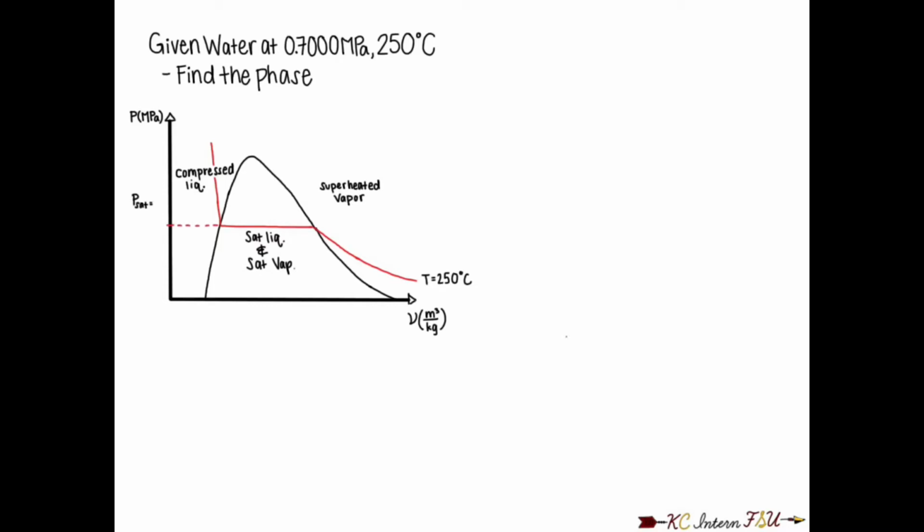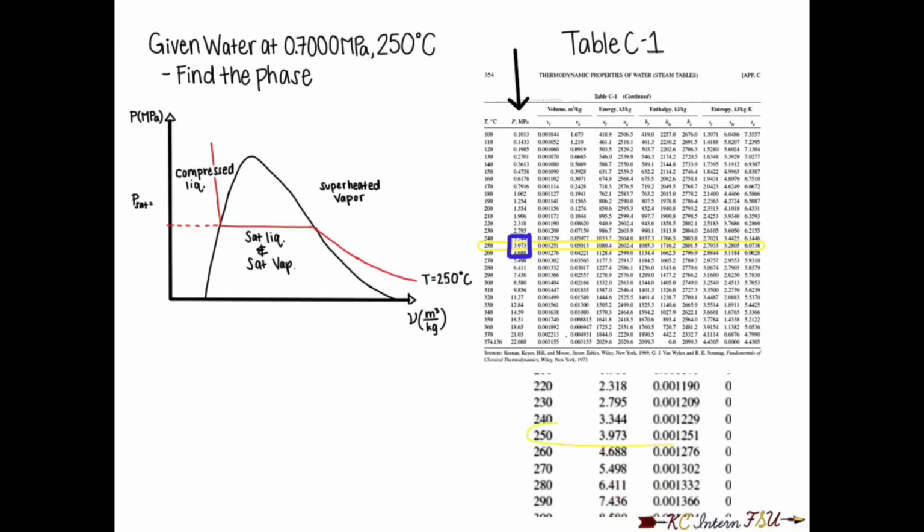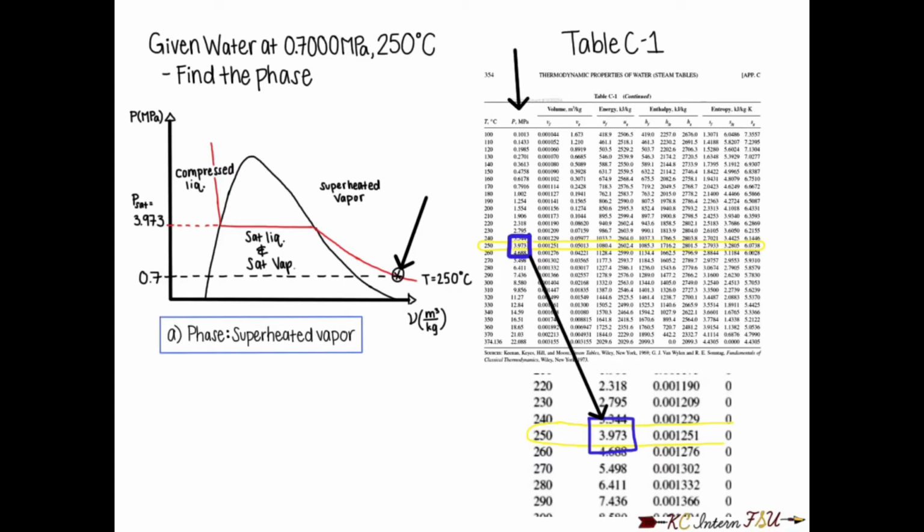Next, we will determine our saturation pressure. Taking a look at table C1 and locating the 250 degrees Celsius, we will find the saturated pressure to be 3.973 MPa. Plotting our given pressure of 0.7, which is below 3.973, we can locate where a pressure of 0.7 MPa crosses a constant temperature of 250 degrees Celsius. It crosses in the superheated vapor section of the graph, meaning our phase is superheated vapor.